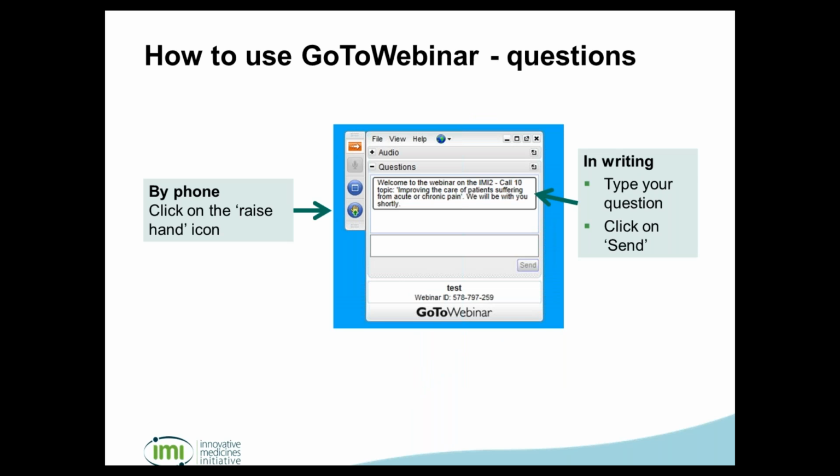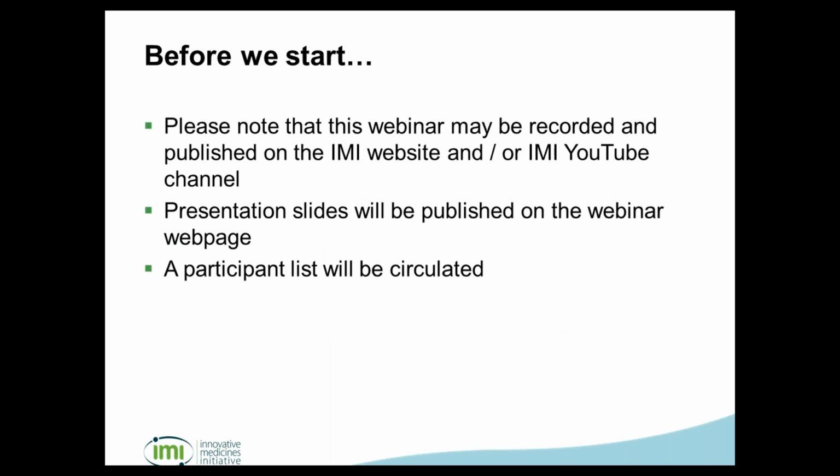Asking questions is very easy. You can ask a question in writing, just type in the text and click send on the question box, or else you can also ask a question by phone. Raise your hand using the hand icon and we will unmute you. We'll take questions on a first-come, first-served basis, and while I will try to answer any technical questions that may arise during the course of the webinar, we will keep all questions related to the call and the topics at the very end for the Q&A session.